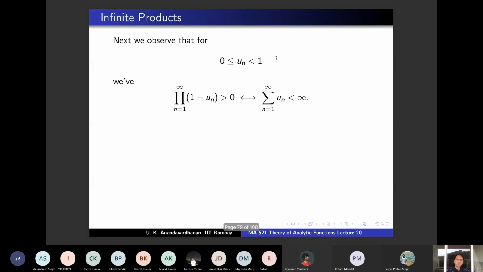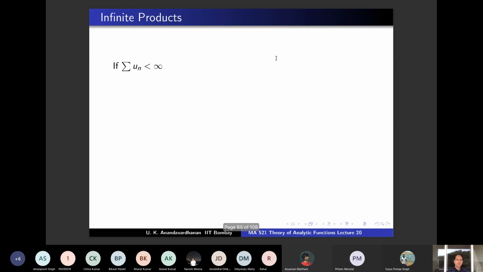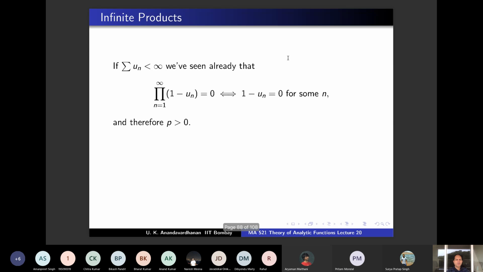Summation Un is finite if and only if the product is positive. So suppose the sum is finite. We have seen already that under this condition, the product is 0 if and only if one of the terms is 0. Just now we saw that only this condition was required. So under this condition, the product is 0 if and only if one of the terms is 0. And this means the limit is positive.